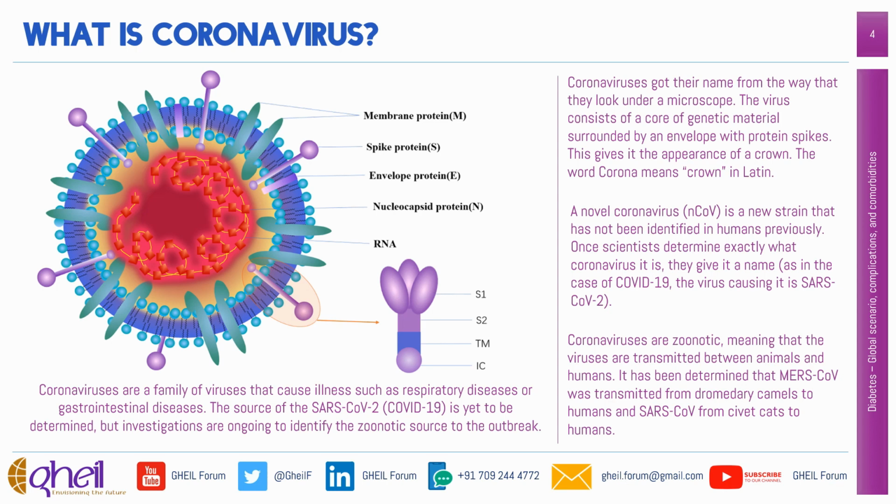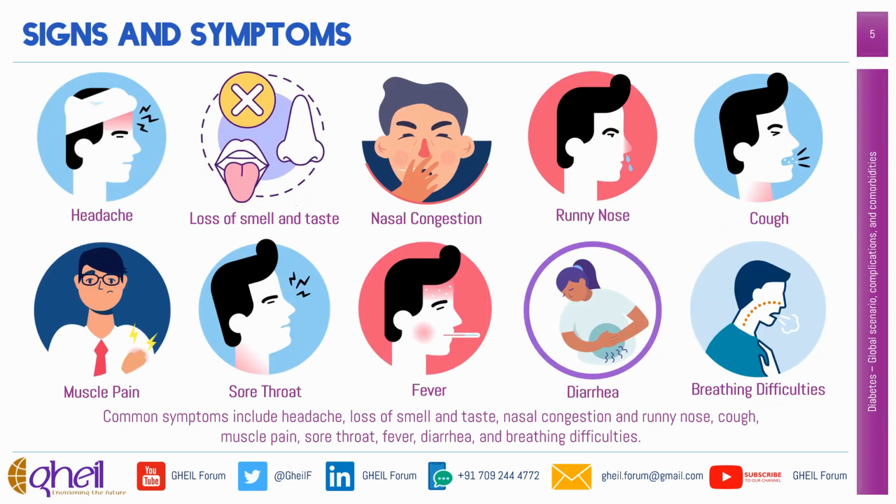Coronaviruses are zoonotic, meaning that the viruses are transmitted between animals and humans. It has been determined that Middle East respiratory syndrome coronavirus was transmitted from dromedary camels to humans and severe acute respiratory syndrome coronavirus from civet cats to humans. The source of severe acute respiratory syndrome coronavirus 2, that is COVID-19, is yet to be determined, but investigations are ongoing to identify the zoonotic source of the outbreak.